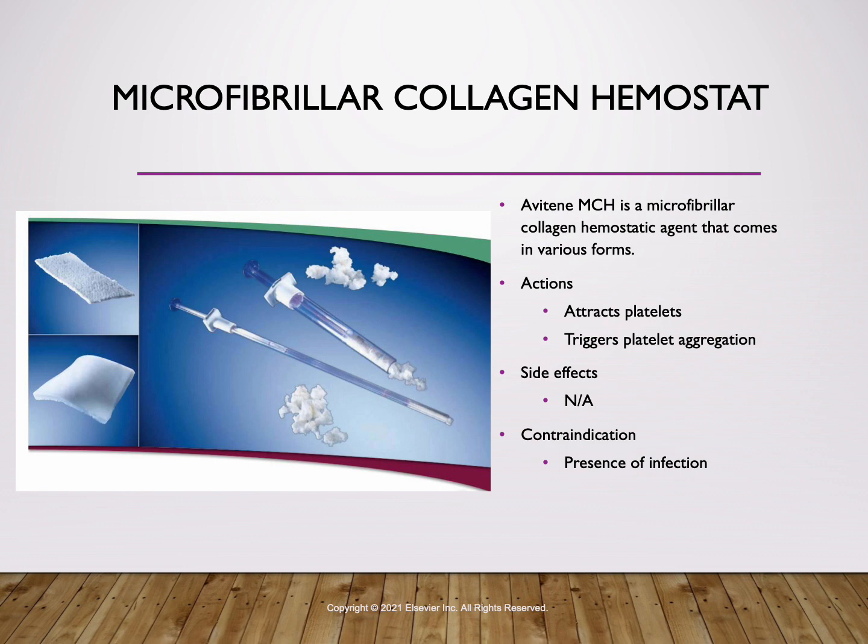There's another one called Instat MCH, and it's a pure source of collagen that has been derived from the bovine tendon. Now, Arista, another example, is a plant-based hemostat. It's the vegan one made from plant starch. However, Arista is contraindicated for use in neurosurgical and ophthalmic procedures.